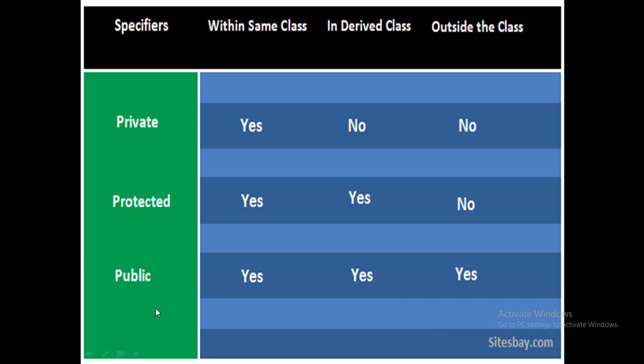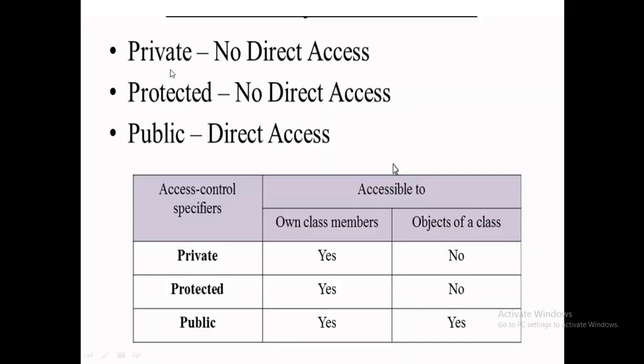While for the public access specifier, within the same class, yes, we can access the public members. In the derived classes, yes, obviously because these are public, and outside the class, yes, we can access them from anywhere: in the derived classes, outside the class, or inside the class. So the private and protected members have no direct access, while the public members have direct access.